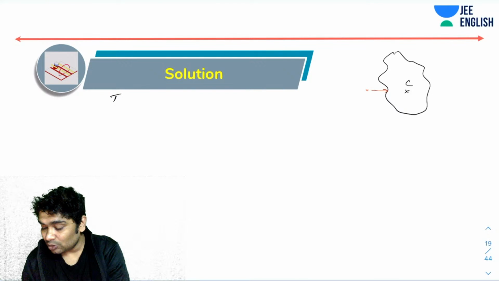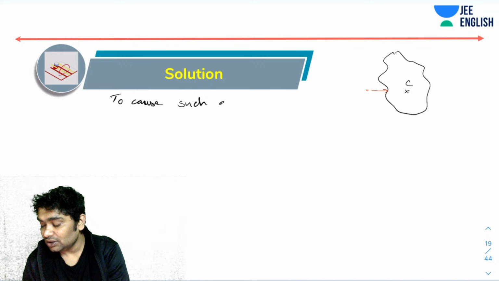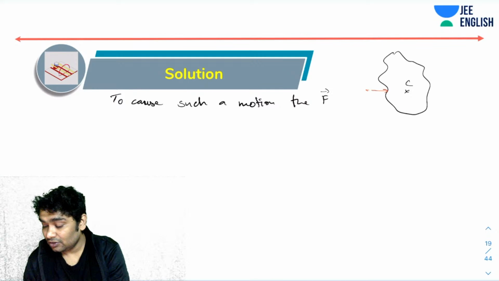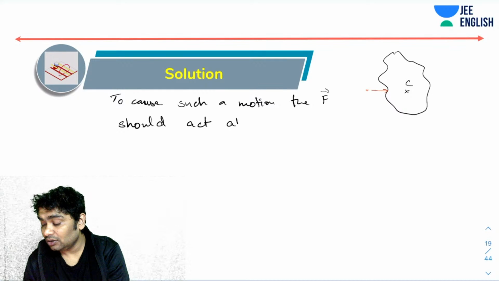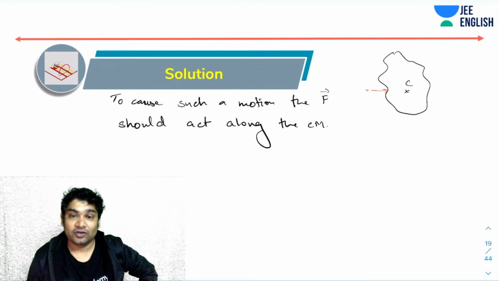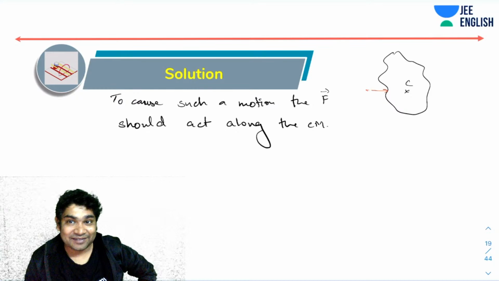To cause such a motion, the F vector should act along the CM. Okay, so that is the trick of solving this. Yes, I think most of you are correct.